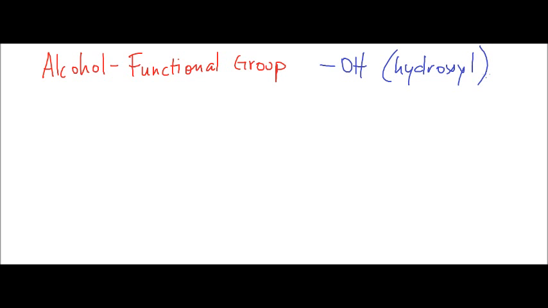Now, depending on the position, alcohols can be looked at with regards to their positioning. So you can have alcohols that are considered primary alcohols. With primary alcohols, we're looking at some kind of alkyl group, and the OH is found at either end, on the very first carbon.